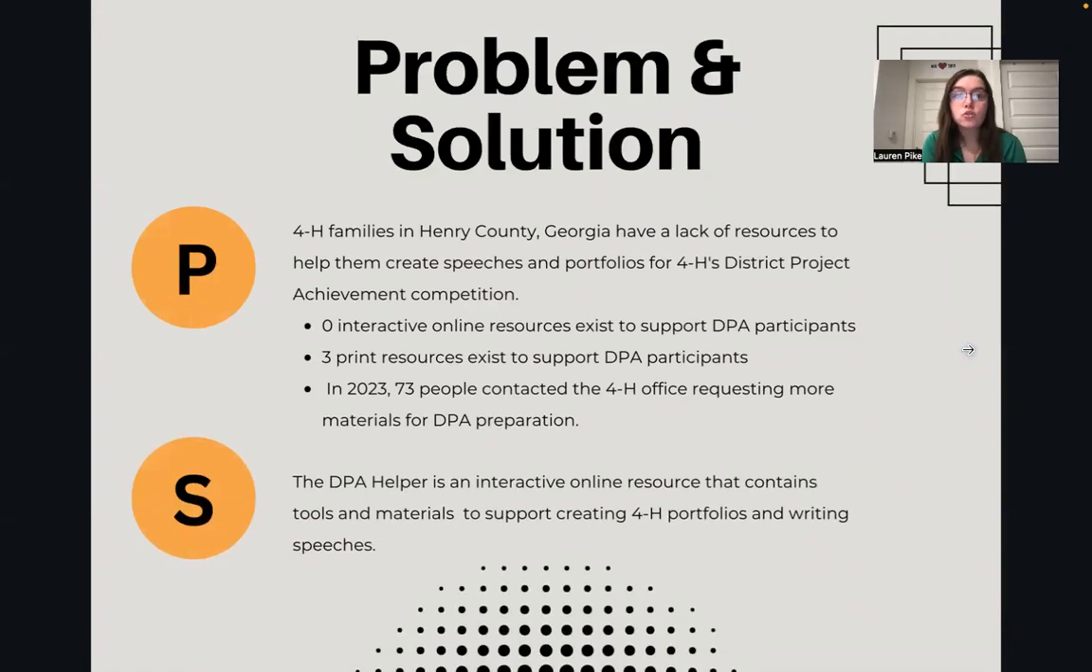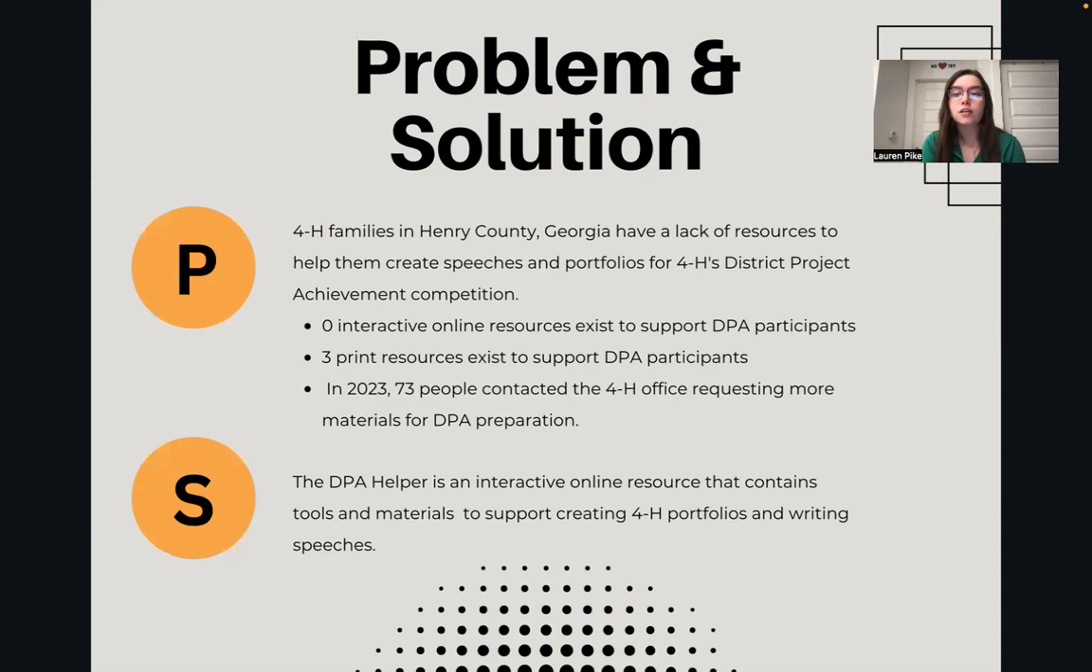For my project, I chose to address the problem of 4-H families in Henry County, Georgia, having a lack of resources to help them create speeches and portfolios for Georgia 4-H's District Project Achievement Competition. Currently, there are 0 interactive online resources to support DPA participants and only 3 print resources that they can use to help them prepare for the competition. In 2023, 73 people contacted my 4-H office requesting more materials for DPA preparation. This led me to question, what could I do to help these families? Well, simply put, the DPA helper.